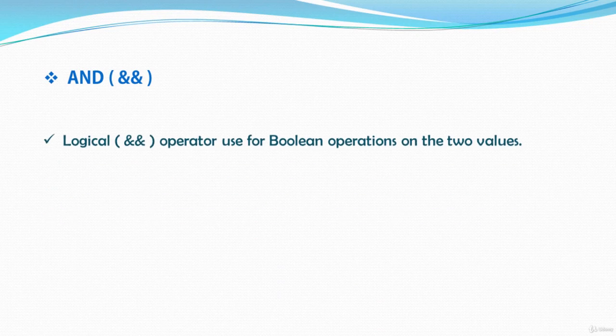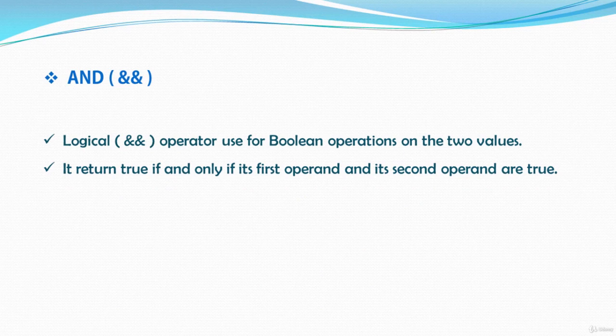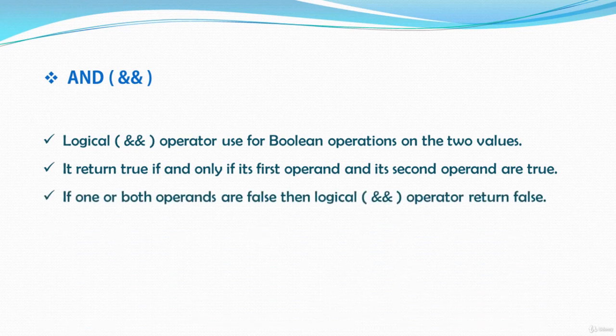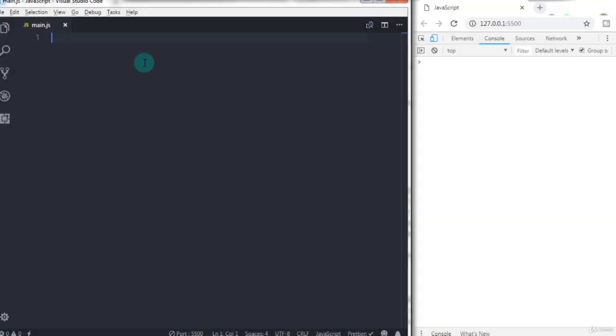The logical AND operator is used to perform Boolean operations on two values. It returns true if and only if its first operand and its second operand are true. If one or both operands are false, then the logical AND operator returns false. The logical AND operator is used as a conjunction to join two relational expressions.